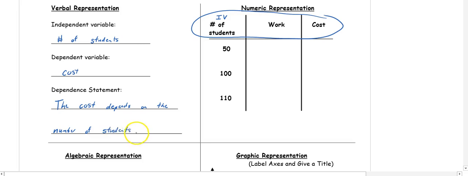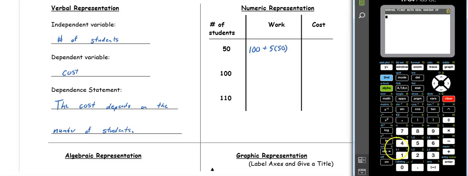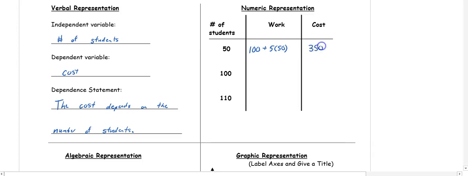So in our numeric representation, then we're going to figure out what the cost is based on given number of students. So if we have 50 students that are going to come to the award ceremony, remember that it was a $100 fee to set up the order plus $5 per student. So we're going to do 5 times 50. So we can use our calculator for this. 100 plus 5 times parenthesis 50, and that gets us $350.